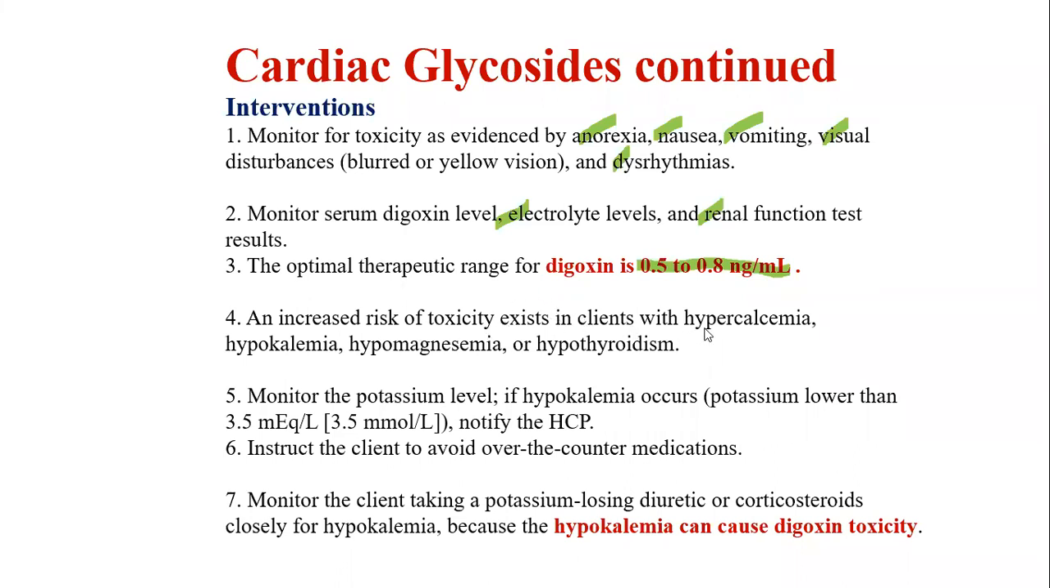The risk of digoxin toxicity increases in clients with hypercalcemia, hypomagnesemia, hypokalemia, and hypothyroidism. They are precipitating factors. Monitor the potassium level, and if hypokalemia occurs, with potassium lower than 3.5 milliequivalents, notify the healthcare provider.